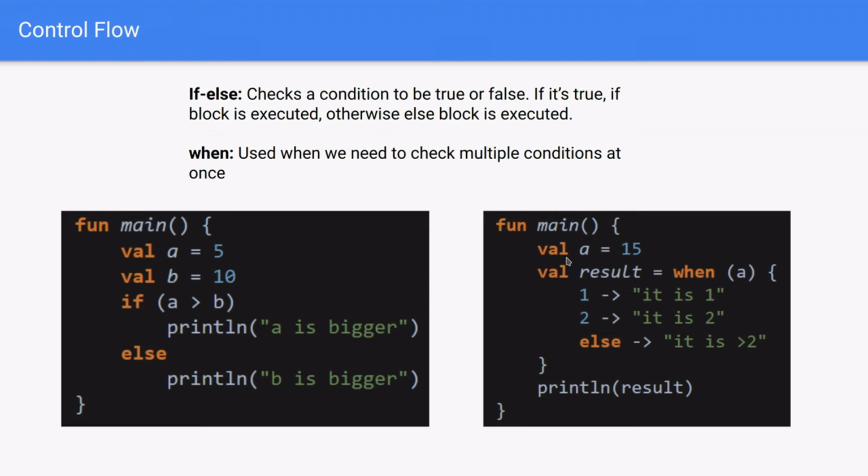So now we have declared a value called A, which is 15. Then we can check when the A value, which we have specified here, is 1, then we can say it is 1. If it's not 1, if it's 2, we can say it is 2. Or if it's not either of these, then in the else case we can say it is greater than 2. This result is returned by when and saved into this val result. Then later on we print this val result at the bottom of our program.